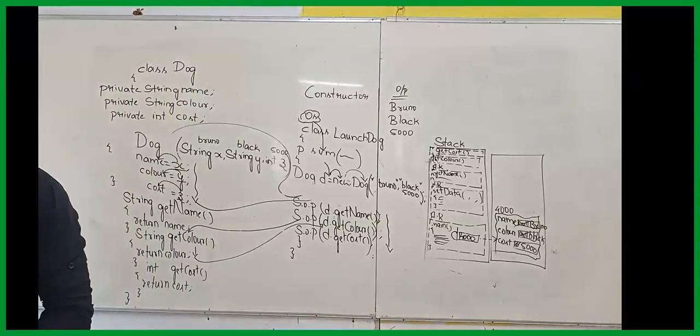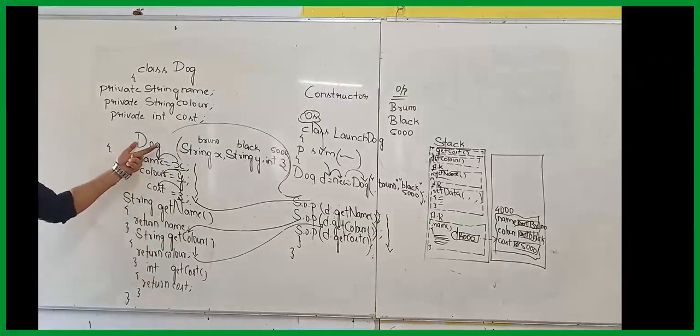Again, what did we do here? We did nothing much. The simple thing is that wherever I was using setData, in that place I am using Dog. What is the Dog?